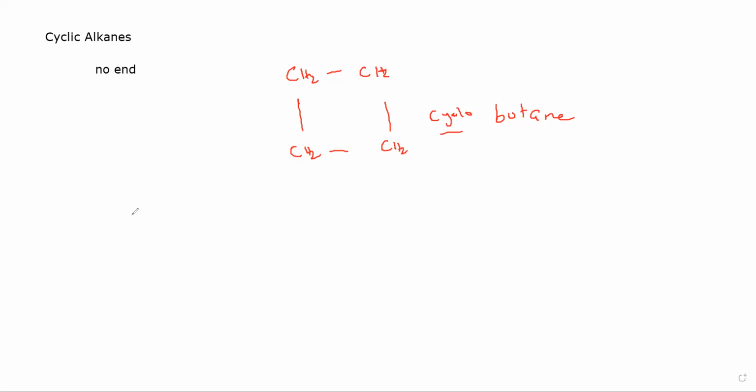Another structure. What is the name of this? How many carbon atoms are there? And what is the prefix? 3 carbon atoms. What is the prefix used for 3 carbon? So it is prop. And because they have a single bond, it will be ane. So it is propane. But because it is a cyclic structure, I will just add the word cyclo. So it is cyclopropane.